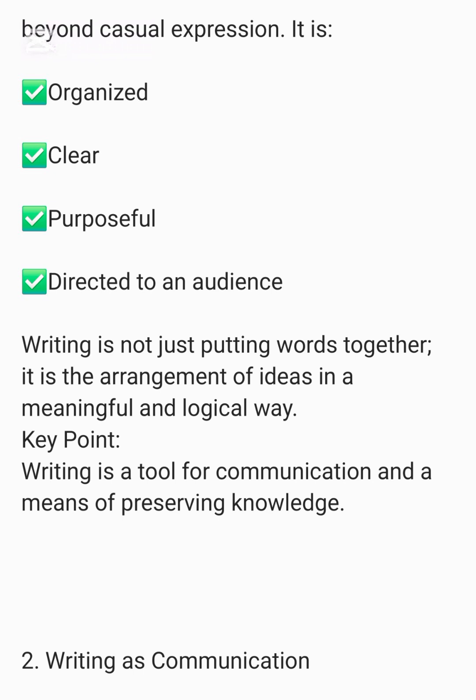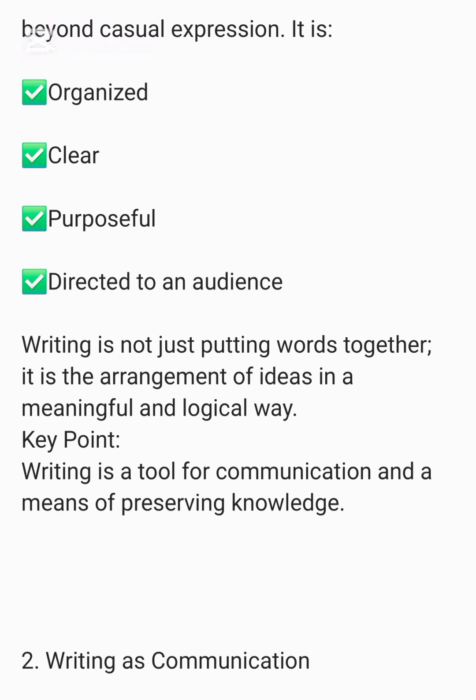Another one, writing must be directed to an audience. Writing is not done in isolation. You are writing for someone. In the university, your audience may be a lecturer, an examiner, and academic readers as well. If you ignore your audience, you may write too casually, you may not explain enough, you may use inappropriate language. That means you must have a target audience. The person you are writing to, you must know your audience. So that's another thing about writing.